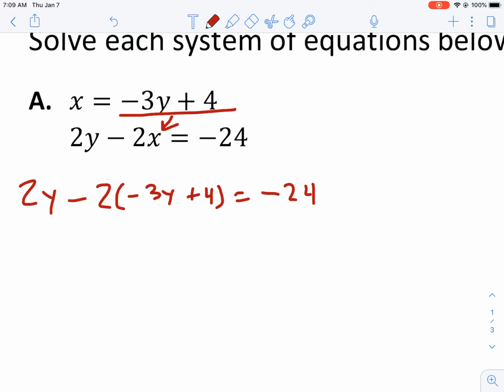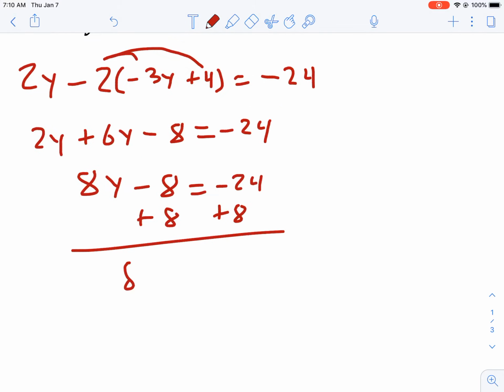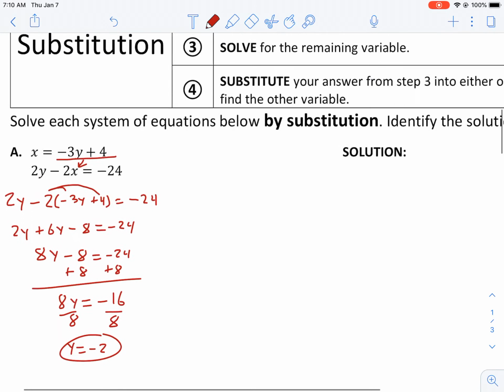And so that involves solving for y, which usually involves having parentheses and having to distribute. Negative 2 times negative 3, that's plus 6. Negative 2 times 4, that's minus 8. This makes 8y, and once you get down to here, we've solved these equations so many times. Negative 24 plus 8, that's negative 16. Divide by 8, y equals negative 2. So there's one solution, okay?